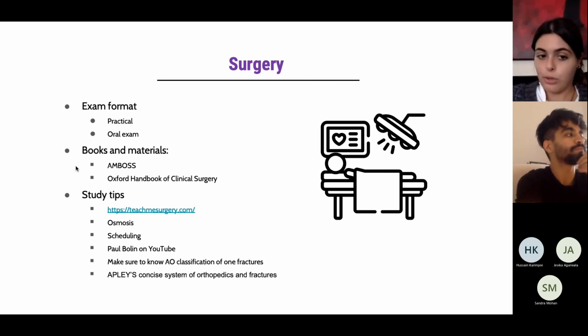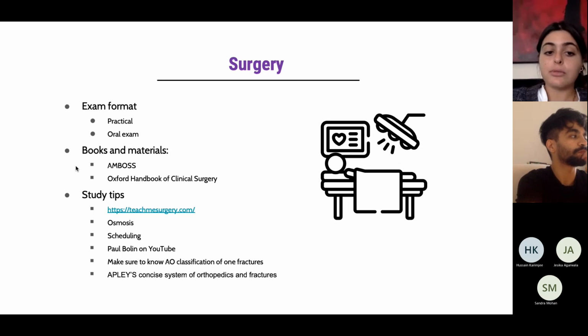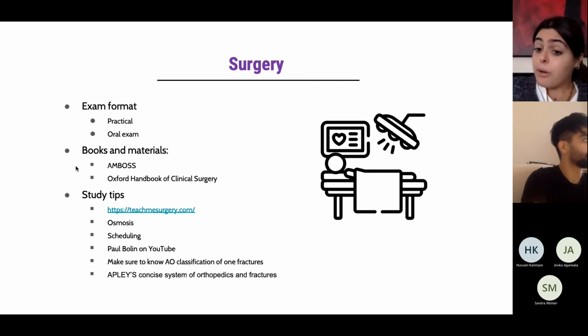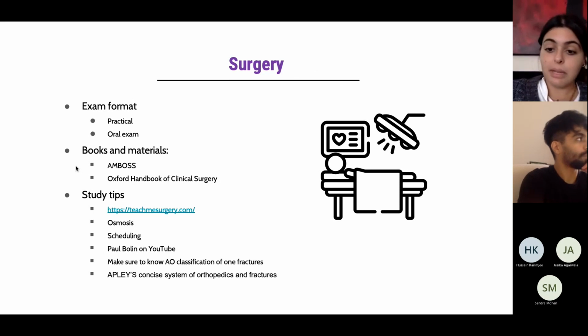Besides that, yes, Osmosis is very important as well. I think it helps a lot. But I think in surgery, Amboss and the handwritten notes that are in MIMSA Study Hub are very good, and that's more than fine. The only problem with this exam, I would say, is neurosurgery, that if you have it, it might be a bit harder, in my opinion.